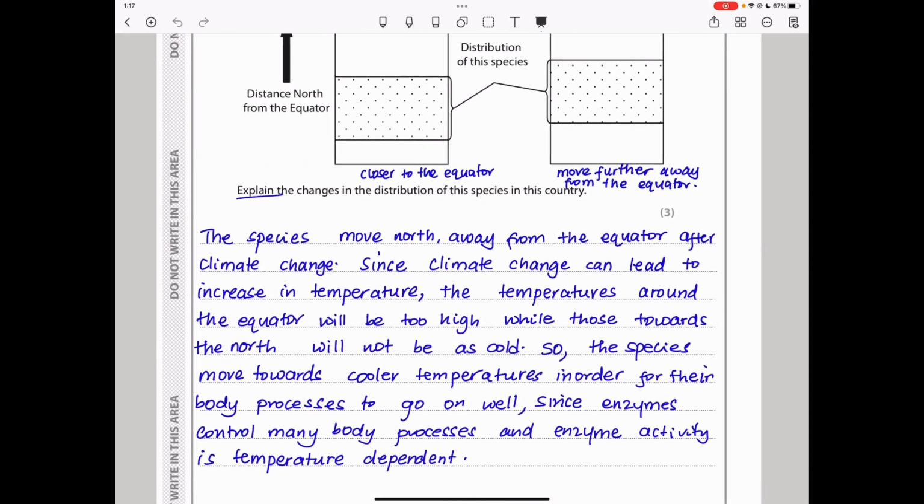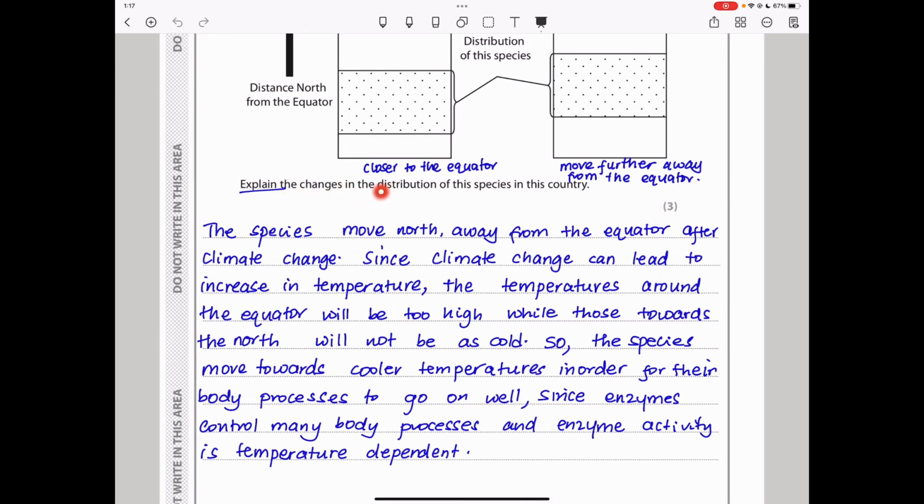So the question is asking, explain the changes in the distribution of these species in this country. When they ask you to explain something, you have to state the fact and give a reason why that fact is the way it is. So the fact we have here is the species moved north away from the equator after climate change. So why does it happen?